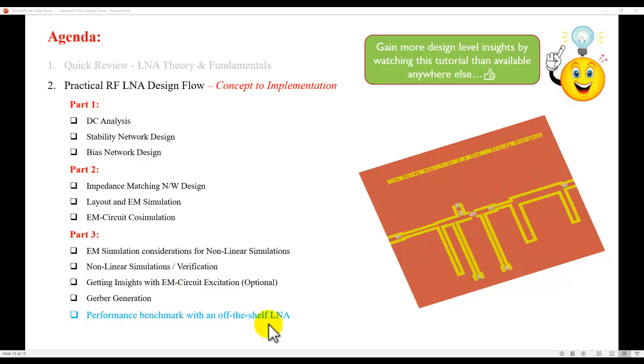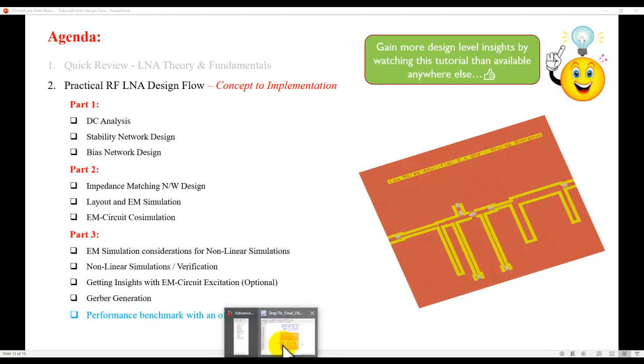And then, for completion's sake, just to give you confidence on how well we did, we are going to benchmark our performance with an off-the-shelf LNA component, a product sold by a very famous company. All right, so let's go through this last part of the tutorial.